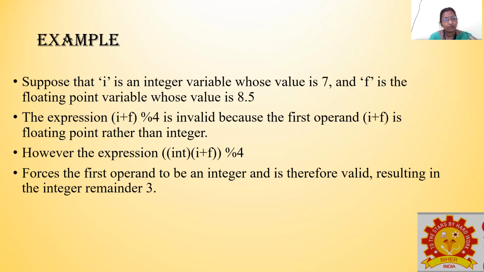So this is called a typecast. When I plus F is added, the floating point result is cast into an integer value. Then, taking the modulus of that integer with respect to 4 gives the integer remainder 3. So this is a very good example for typecast.